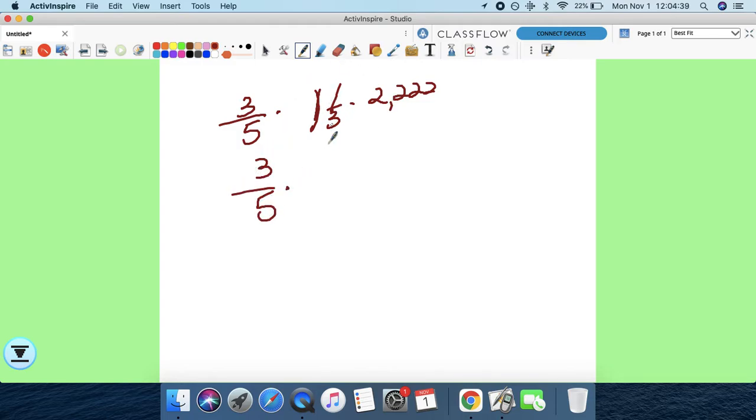So this is 3/5. 3 times 1 is 3. 4/3. Is it 1? Yep. Times 2,222. Can we simplify these things? Yeah, we can simplify this and this. So on the top I get 888 divided by 5. So what do I get there?